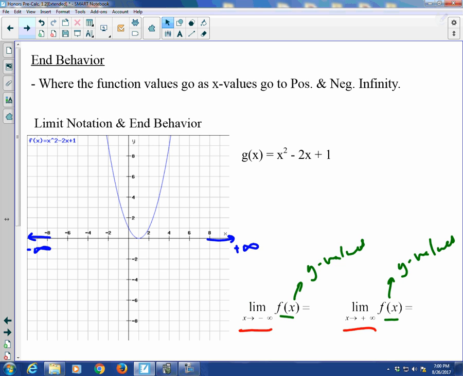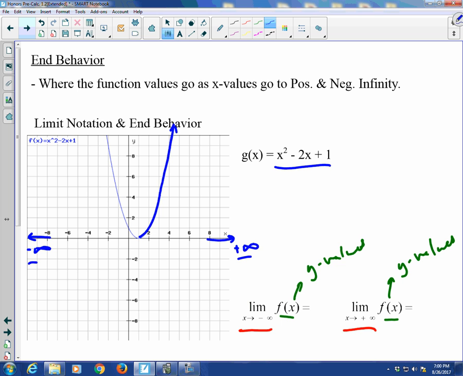Now in general right here, we can look at this parabola and say what's happening to the ends of this parabola as we plug in x values going out to positive infinity and negative infinity. As x goes out to positive infinity, we can clearly see that this arm of the parabola is going to go up to positive infinity.